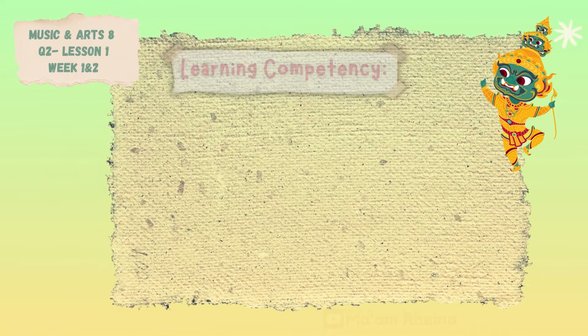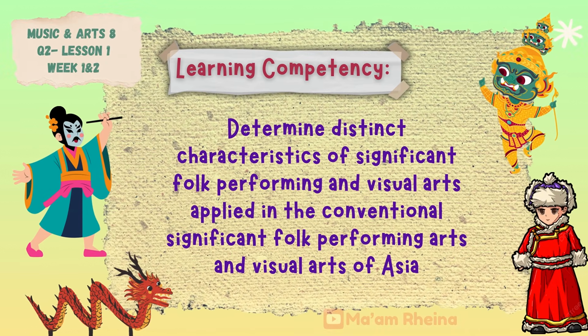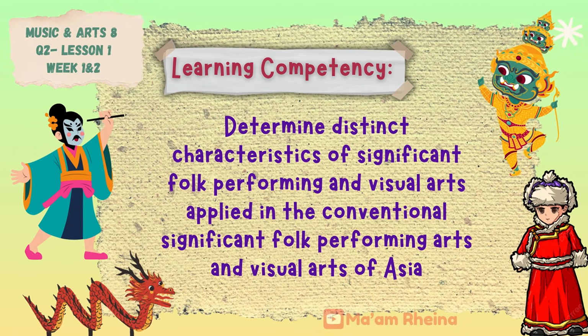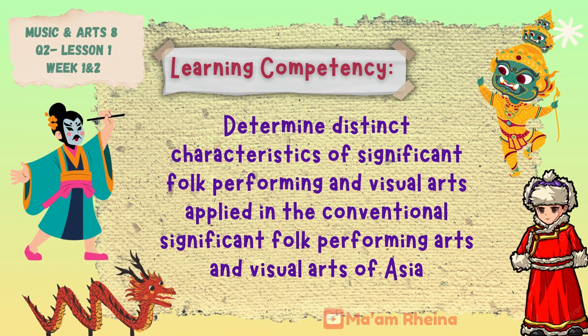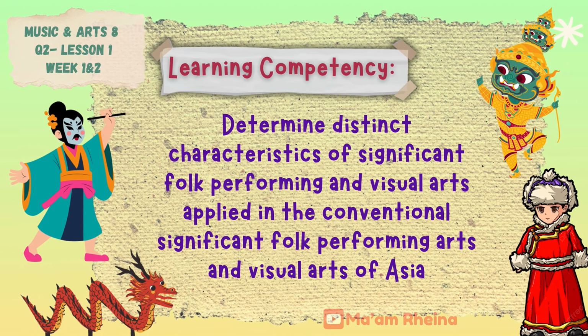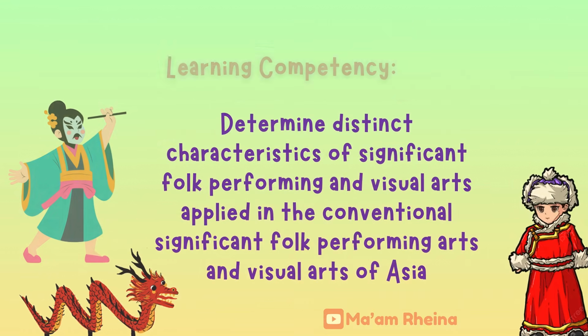Our learning competency for today is this. We will determine distinct characteristics of significant folk performing and visual arts applied in the conventional significant folk performing arts and visual arts of Asia. We will learn how to spot the unique features of Asian folk performing and visual arts and understand how these features are shown in their traditional practices.